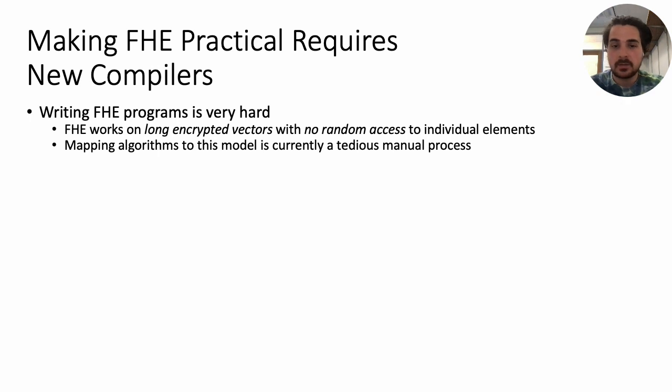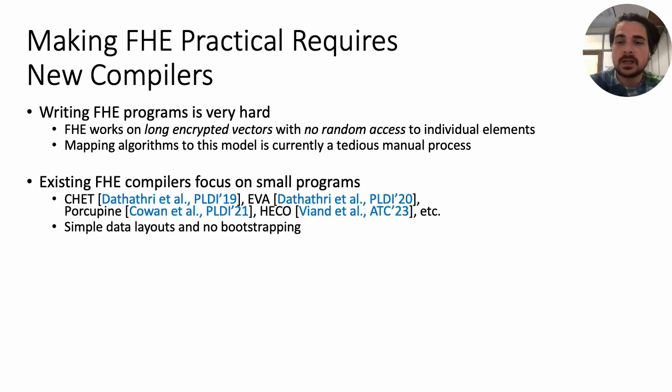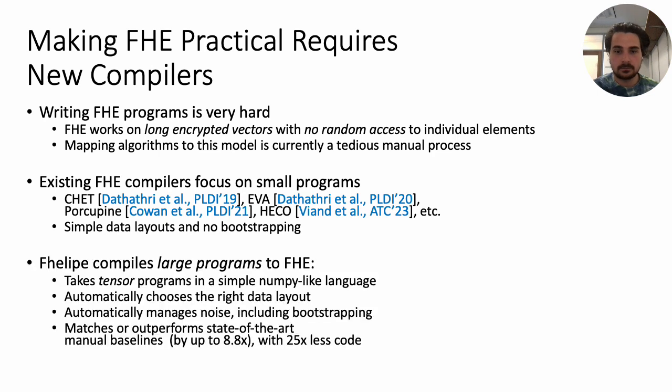Now let's tackle the challenge of FHE usability. So writing FHE programs is hard. FHE does not present a programming model similar to the one that we're used to. Instead of working on individual scalars, it works on long encrypted vectors and does not provide random access to the elements of these vectors. This makes compiling programs to FHE quite a challenging task. Existing compilers address small parts of this puzzle and get limited speedups. Even doing this manually is tricky. In our research, we found that the leading logistic regression FHE implementation has a 10x performance bug.